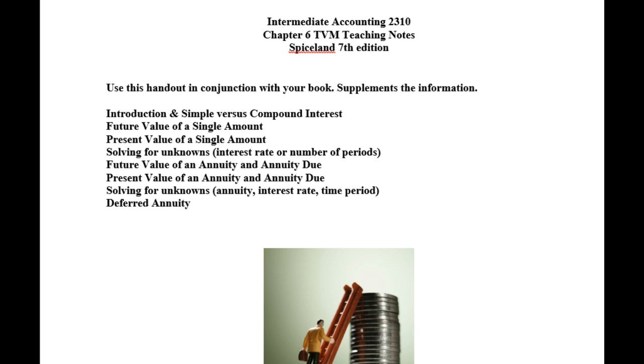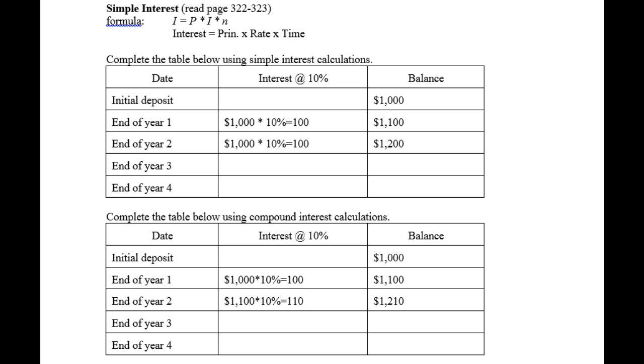Let's go. Perhaps some of the easiest things to understand as you're studying time value of money is the calculation of simple interest. The formula to calculate interest is principal times the interest rate times the time. So principal times rate times time. And in my first example, I'm going to show how to compute interest under the simple interest method using 10% for 4 years.